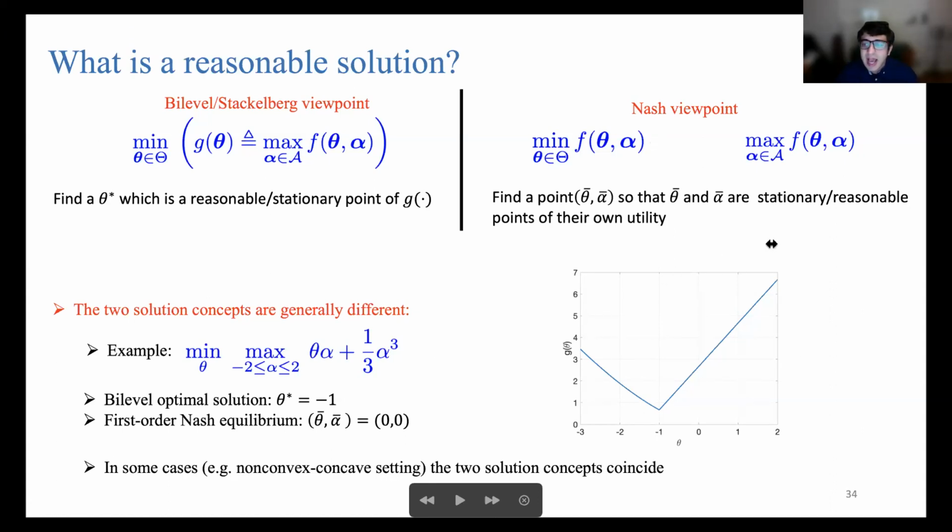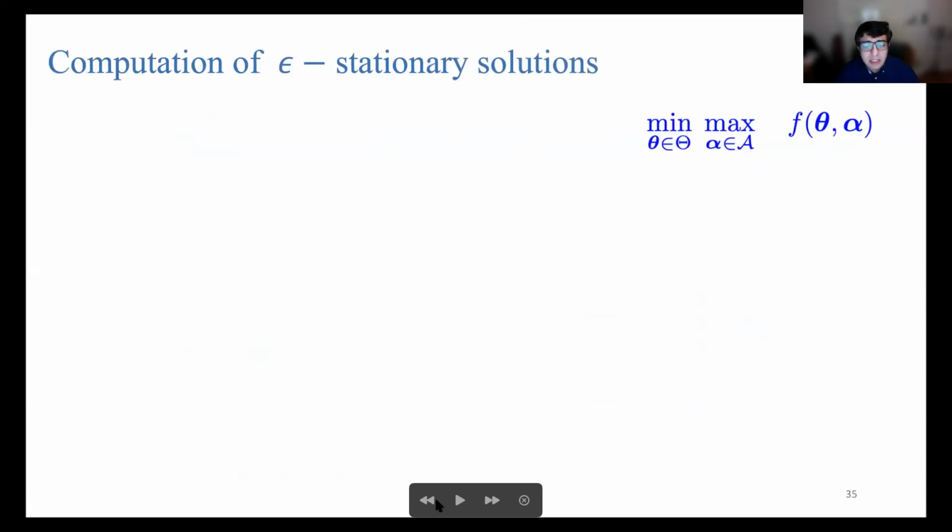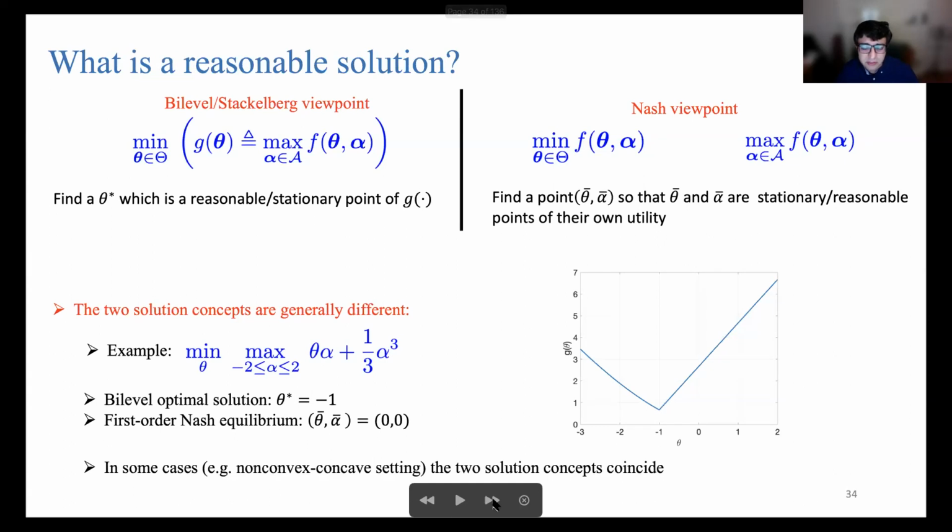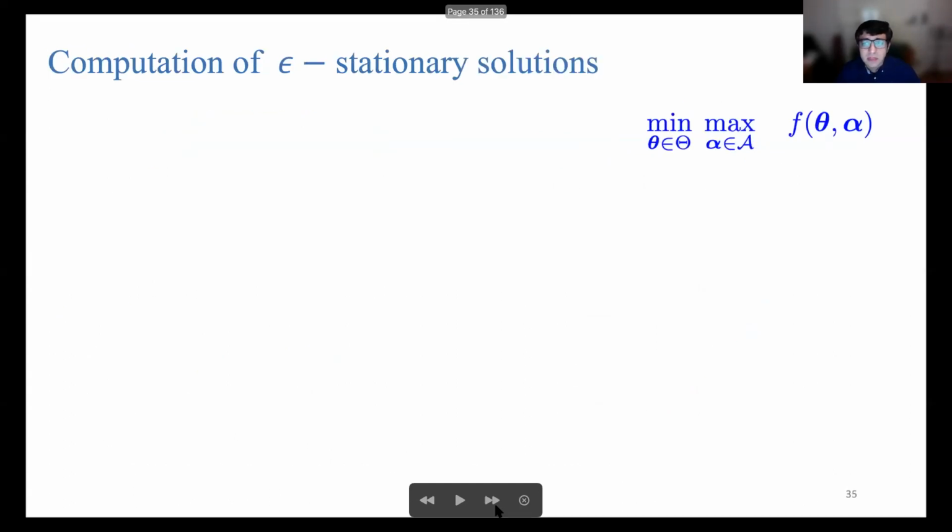Okay, great. So now that we know these two solution concepts, let me talk a little bit about algorithms and some algorithm ideas. Let's say we want to design an algorithm for this and find this epsilon stationary point.